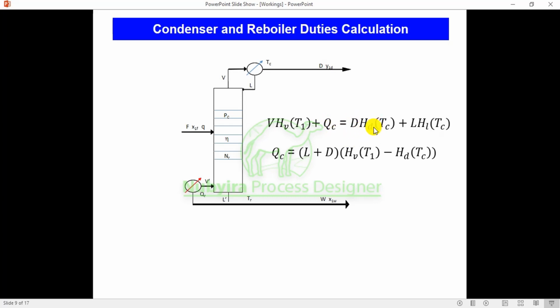Then you have the heat that is coming out with the material, which is the distillate and the reflux, you understand? Tc is the temperature of the condenser, and Hd is the specific molar enthalpy of the distillate, and L is the reflux, and HL is the specific molar enthalpy of the reflux. Then from the material balance, V is going to be equal to D plus L, you understand? So we can easily summarize this equation into this form.